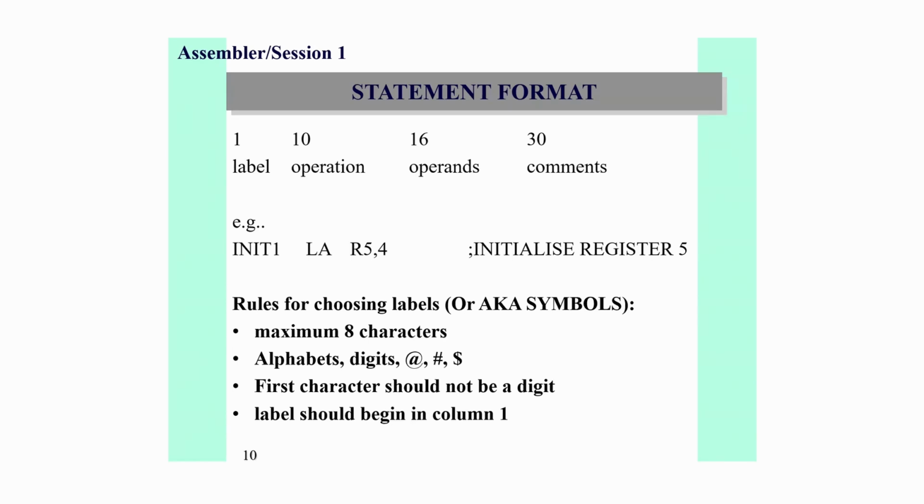In the very first column you have to put your label or a symbol. And then in column 10 you will normally put the operation, and in column 16 you will put the operands, and whatever you code after the operands is called the comments. You can put any comments. These are standard columns, but you don't need to follow that. You just have to leave a space between the label and the operation and the operand, and then the comment.